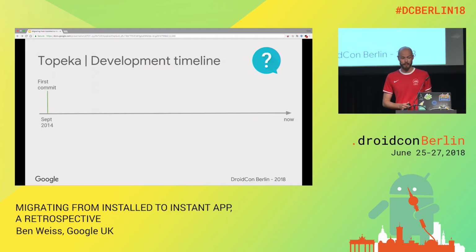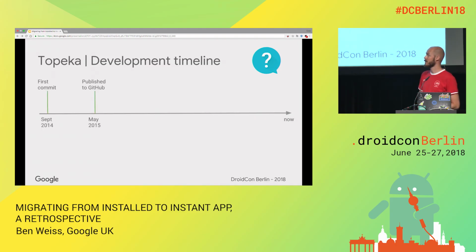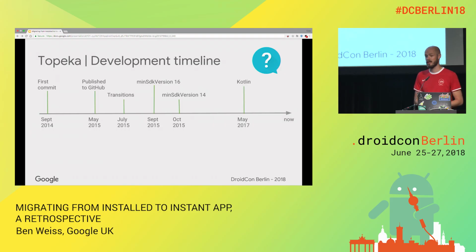Like I said, I've been working on it for a while. So I started in 2014, then published it to GitHub in May 15. Then I added Transitions API, I lowered the min SDK level to 16 from 21, and then down to 14. So it's available on virtually all Android devices. Then last year, shortly after, I published a version of that in Kotlin. So it's now completely rewritten in Kotlin. So you can take a look at that as well.